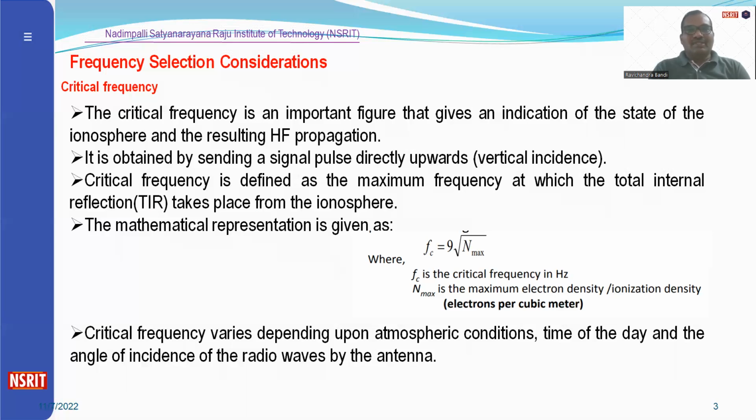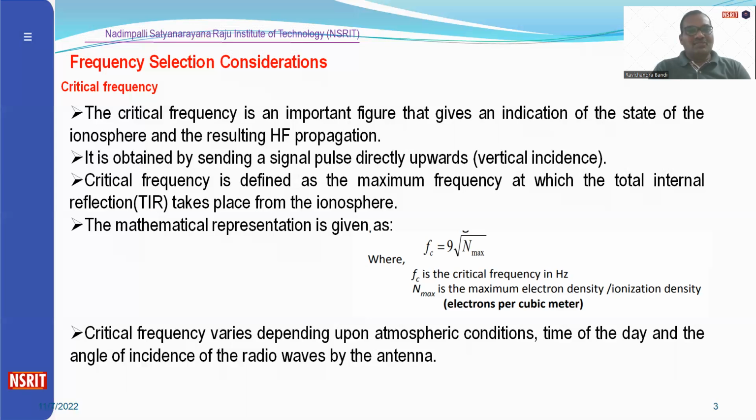The critical frequency is an important figure that gives an indication of the state of the ionosphere and the resulting high frequency wave propagation. It is obtained by sending a signal pulse directly upwards, that is, vertical incidence. Critical frequency is defined as the maximum frequency at which total internal reflection takes place in the ionosphere.